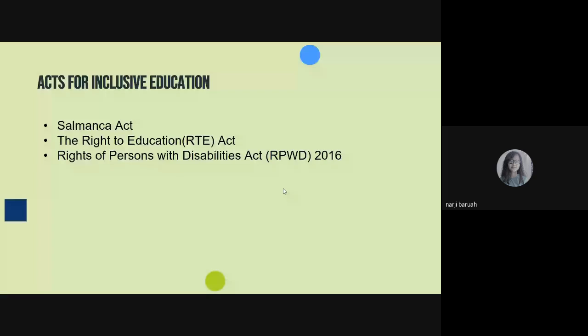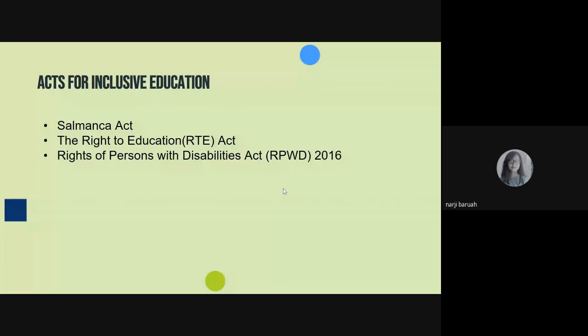Then the Persons with Disabilities Act was enacted in 2016, and it ensured that all the PWDs, that is persons with disabilities, should enjoy equal rights. And the 21 disabilities, the term I am using as it was used in this Act, that is Rights of Persons with Disabilities. The 21 disabilities are low vision, leprosy cured, locomotor disability, intellectual disability, specific learning disabilities, etc.